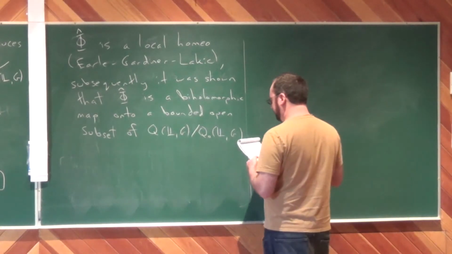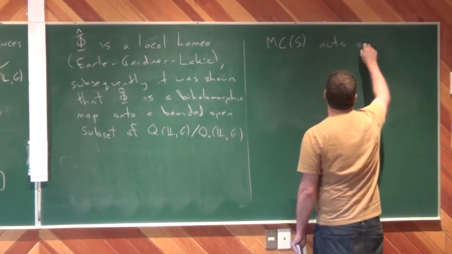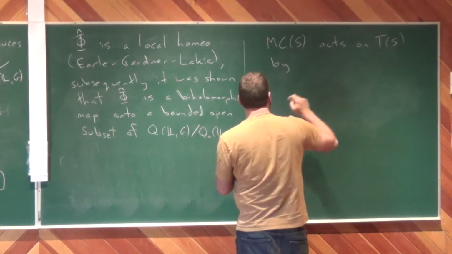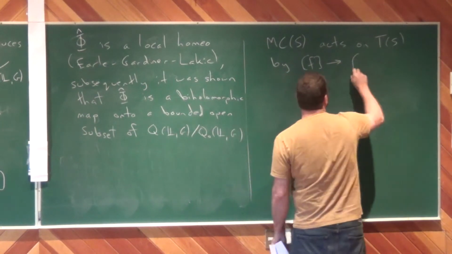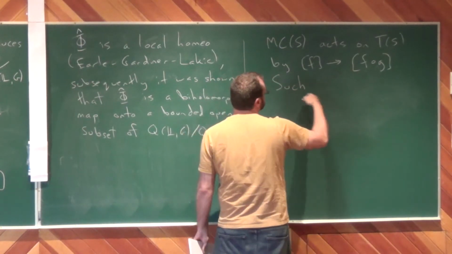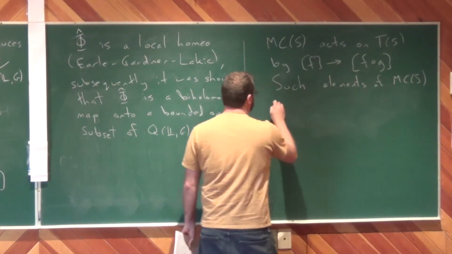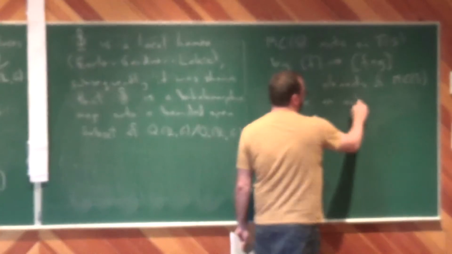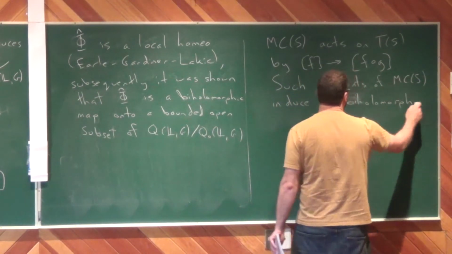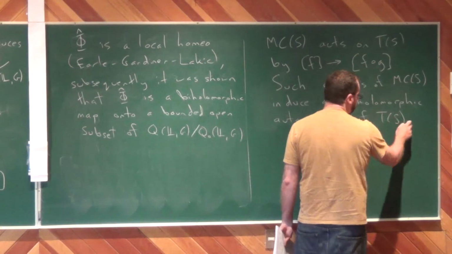spaces. So the first observation is that the mapping class group of S acts on the Teichmüller space of S by F gets mapped to F composed with G, and such elements of MCS induce, well, not just an automorphism, a biholomorphic automorphism of Teichmüller space.